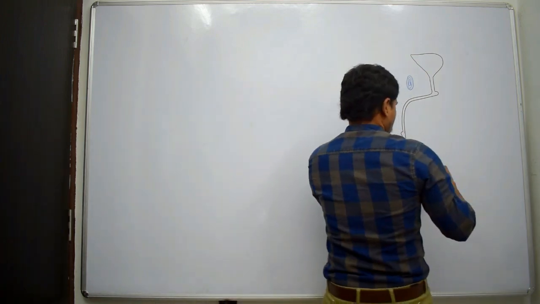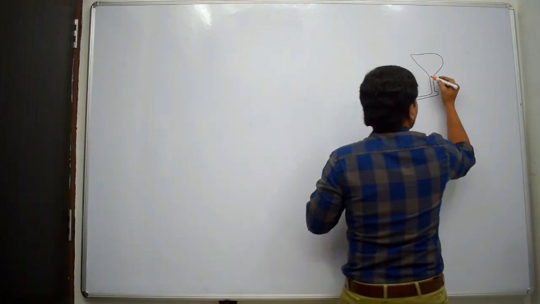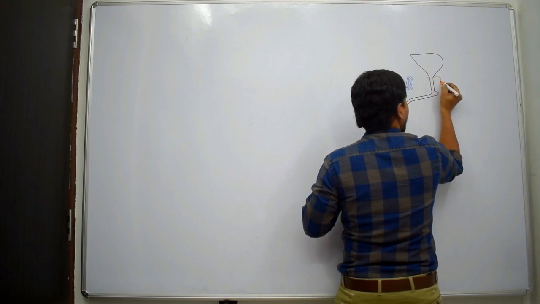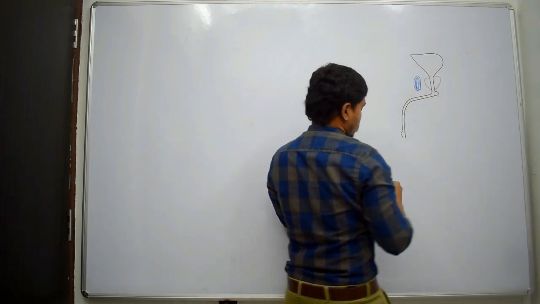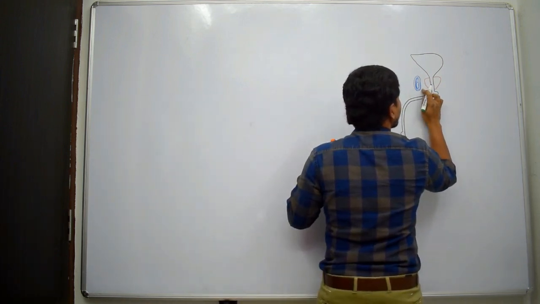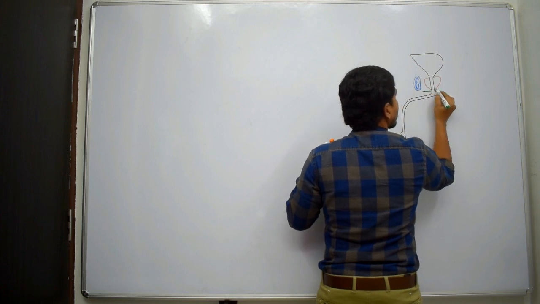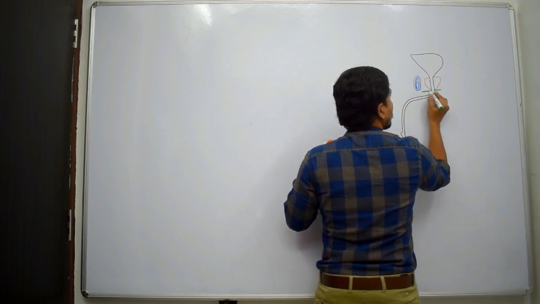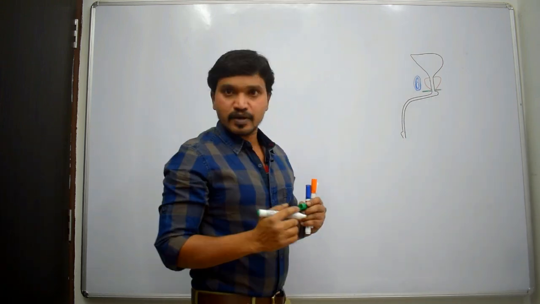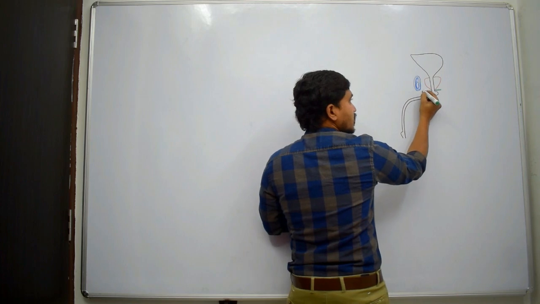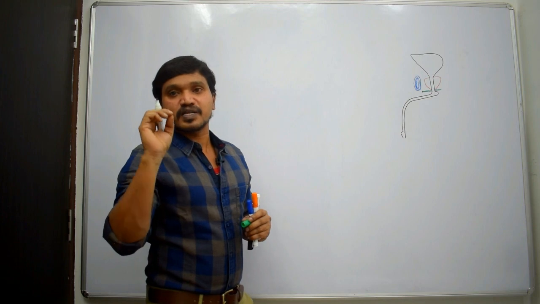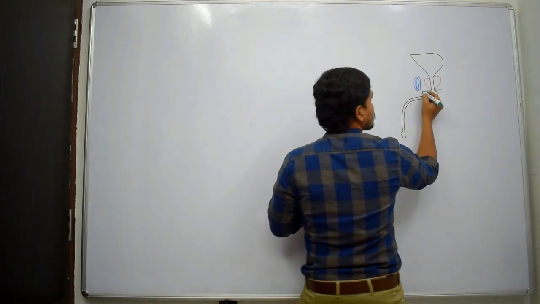So here there will be one gland. What is this gland? Prostate gland. Here there will be one membrane. What is this membrane? Perineal membrane. So the urethra passes through the prostate gland, then after that it passes through the perineal membrane, right? At the anterior part of the perineal membrane, it is thickened to form one ligament. What is that ligament? Transverse perineal ligament.